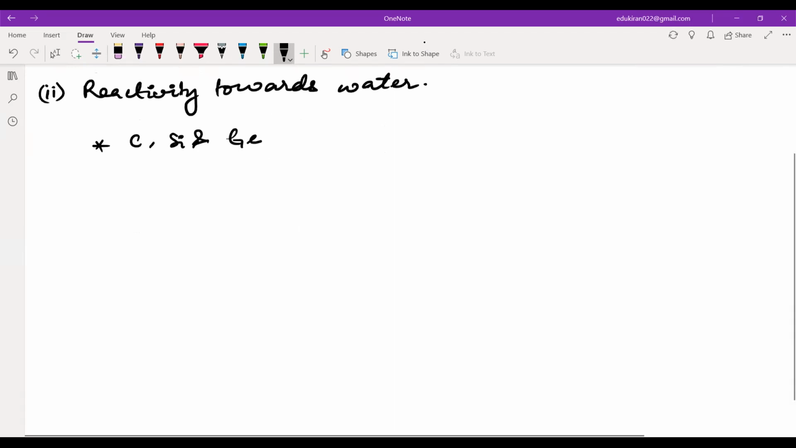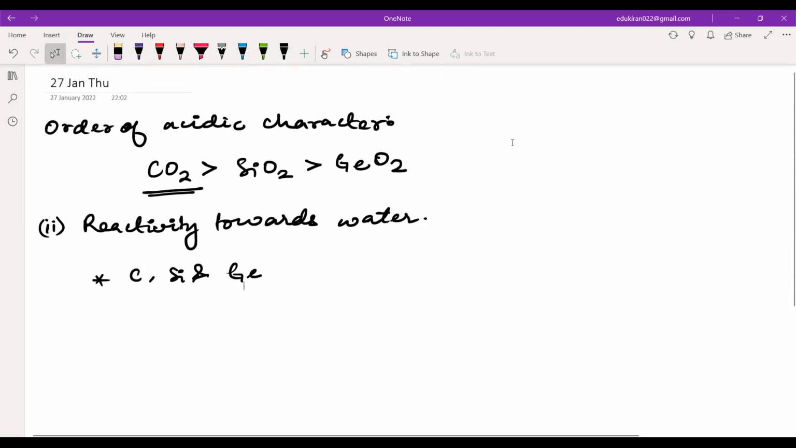Sir, could you scroll up? You want to write it? Okay. Silicon and germanium don't react with H2O. Okay, they don't react with H2O.